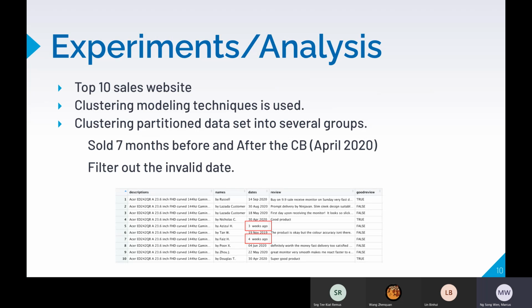We used a clustering technique in the analysis. We filter out the unwanted dates, such as 3 weeks ago, from all the CSVs, then cluster the data into two groups, one after the circuit breaker period and one before the circuit breaker. In order to be fair, we use the same duration, 7 months before and after April 2020.